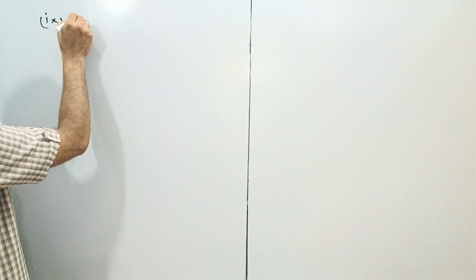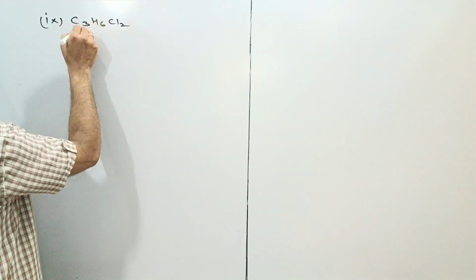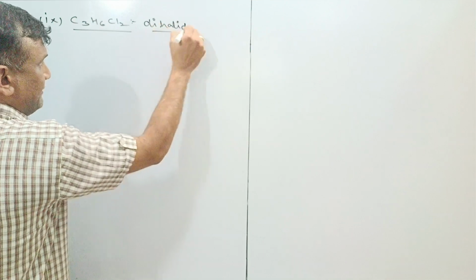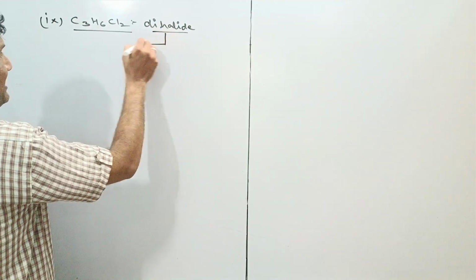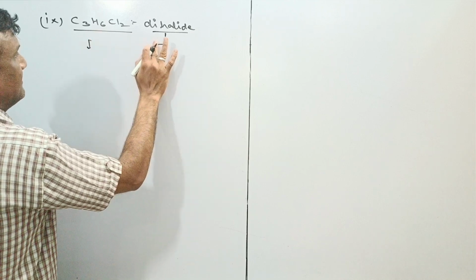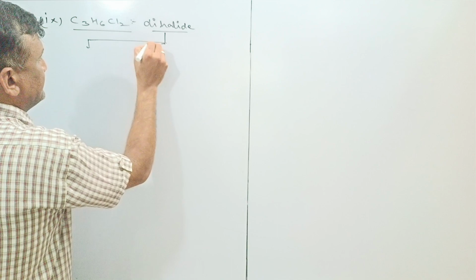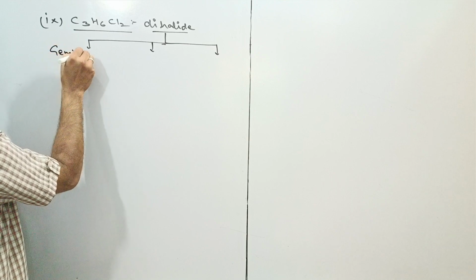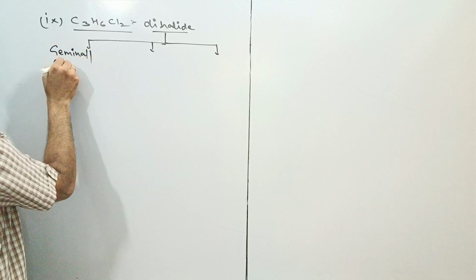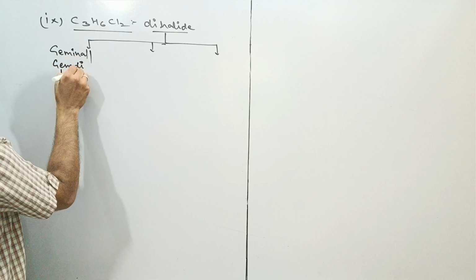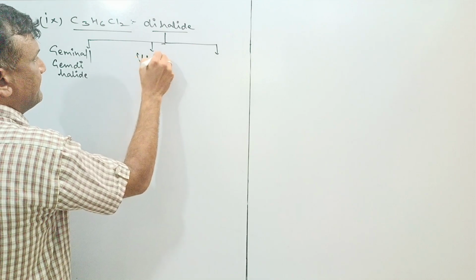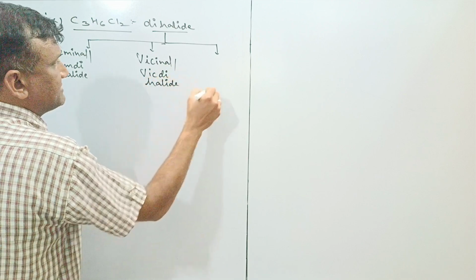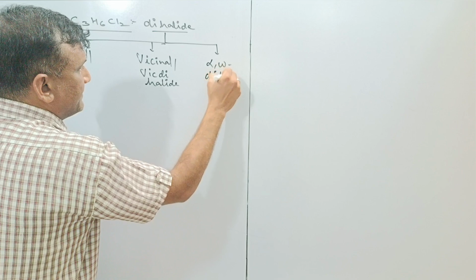We can take just C3H6Cl2. It's a best question. Cl2 means it is a dihalide. If you go with the types of dihalide, then there are 3 types of dihalide: number 1, number 2 and number 3. Number 1 is your geminal, in short called gem dihalide. This is called vicinal or vic dihalide. This is the alpha omega dihalide.